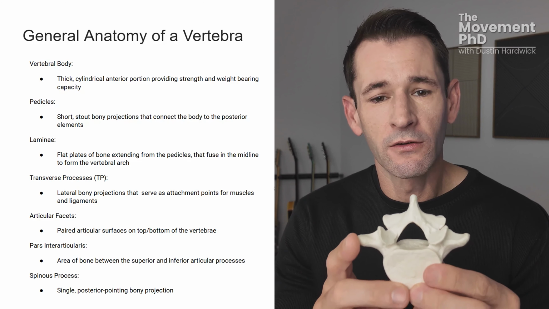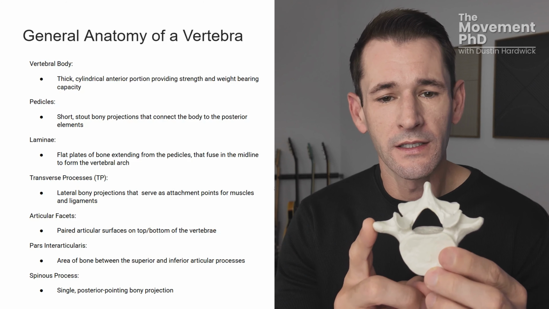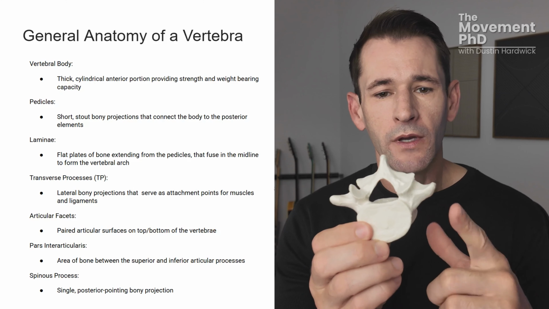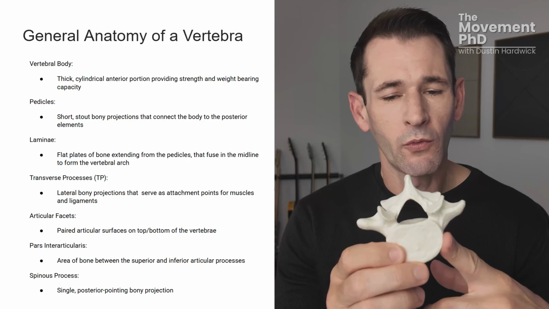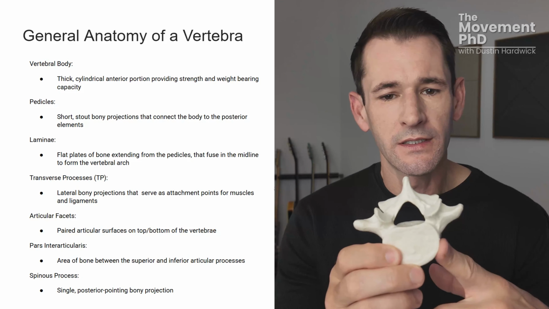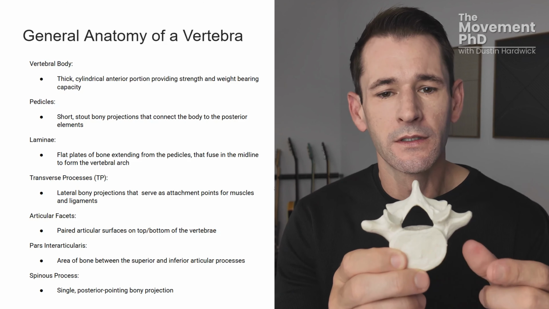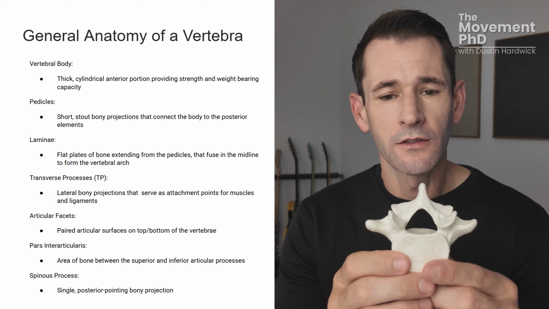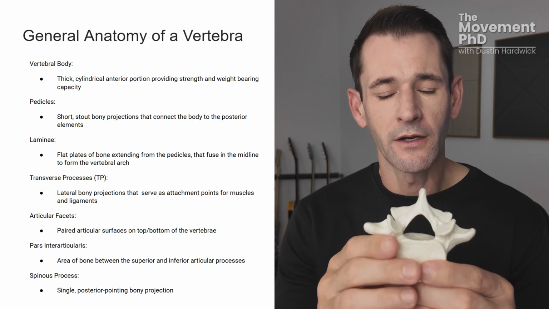Let's talk about the general anatomy of a vertebra. I'm going to use this lumbar vertebra as an example, but many of these structures can be found throughout the spine. We have our vertebral body here, the largest aspect. This is where all that weight bearing goes. This is where those discs sit. 80% of our weight bearing goes through the bodies themselves. This large hole here is where the spinal cord goes. So that's our vertebral canal, which is protecting the spinal cord.